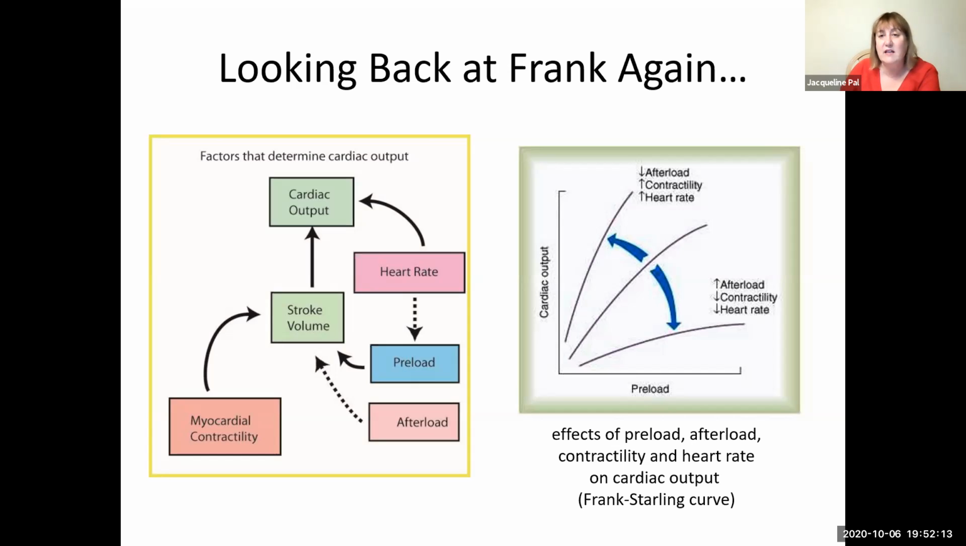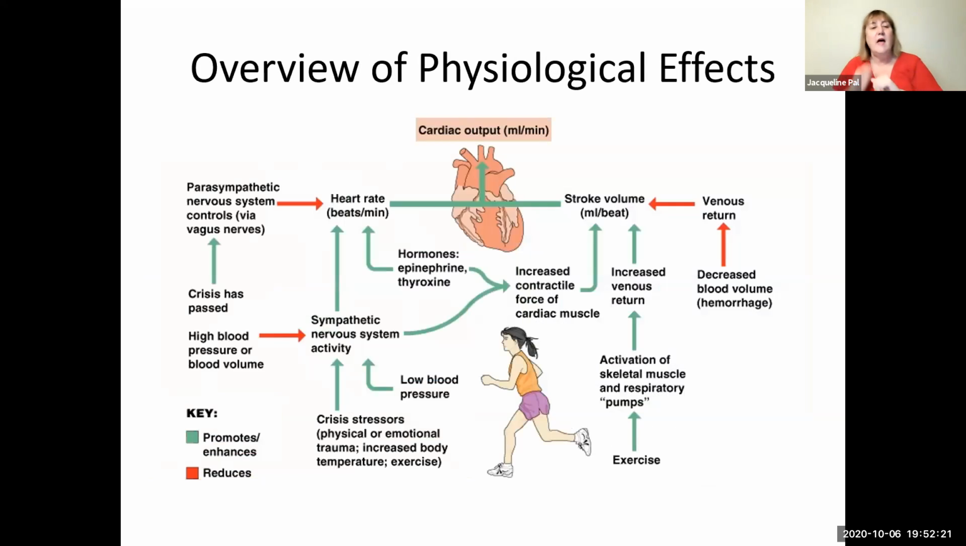Nothing is independent of anything else, which is why you really need to make some flow charts showing how everything interacts with everything else. And so here's an example of an overview of physiological effects. And for this one, cardiac output is at the top, so you want to start at the bottom with this lady who was exercising. And on this one, I want you to work your way through it.